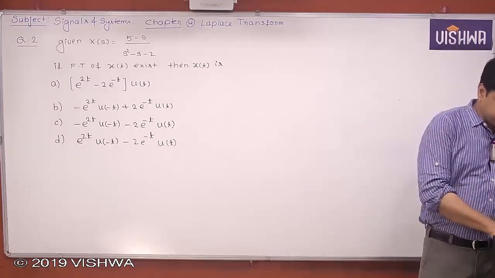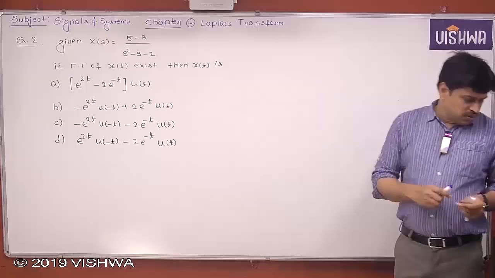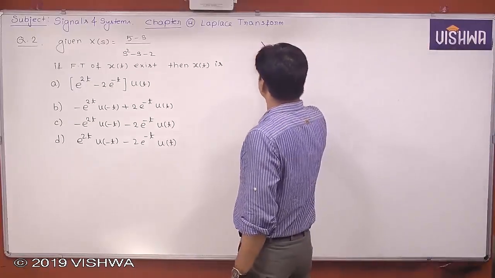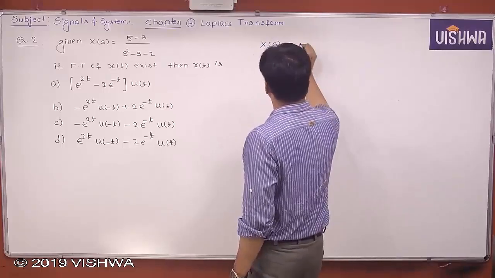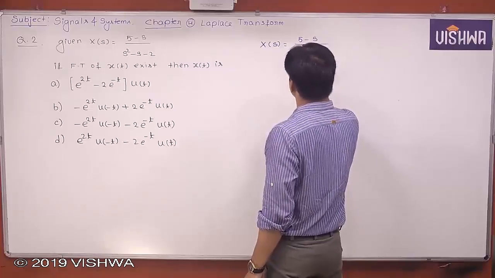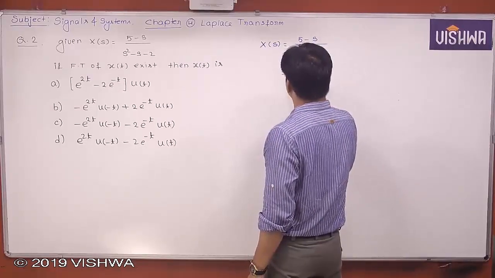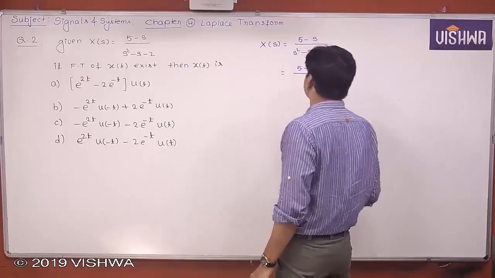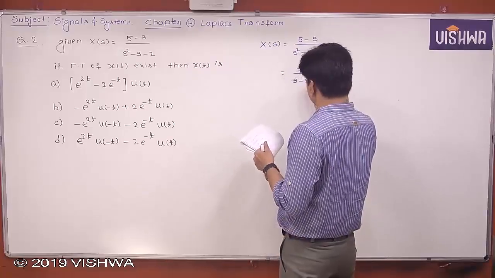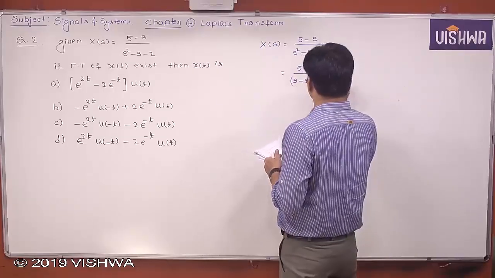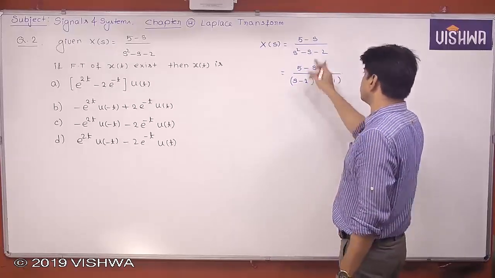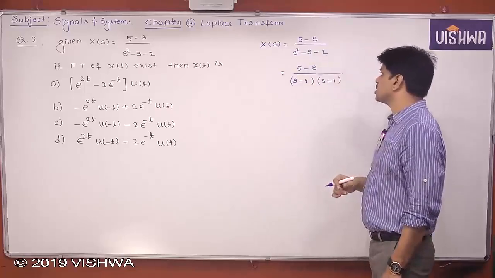What is x of t? That means they are asking the inverse Laplace transform. For that, first try to understand what is x of s. Given X of s is equal to 5 minus s by s square minus s minus 2. I can factorize the denominator as s minus 2 into s plus 1. If I multiply these two factors, I get s square minus s minus 2.